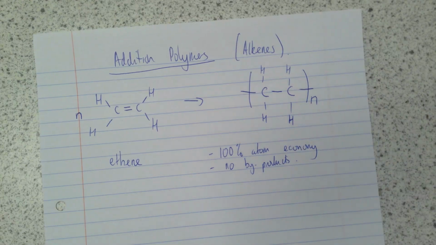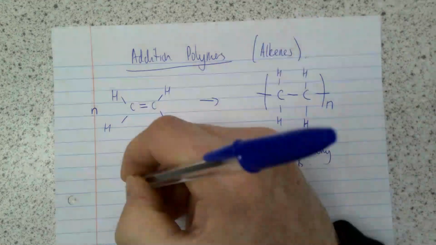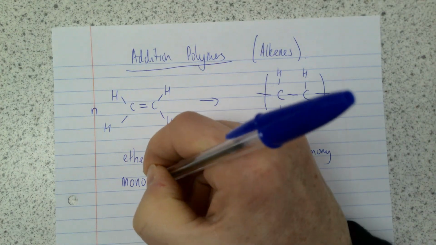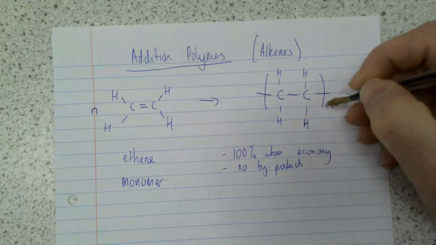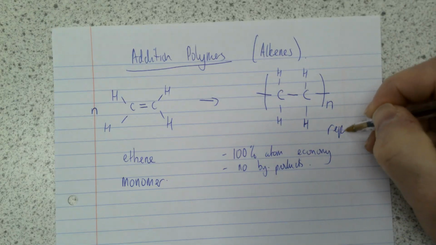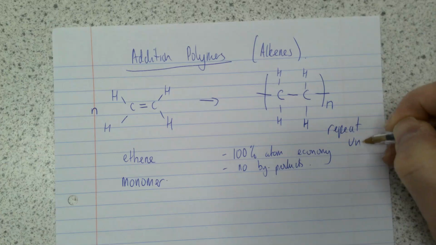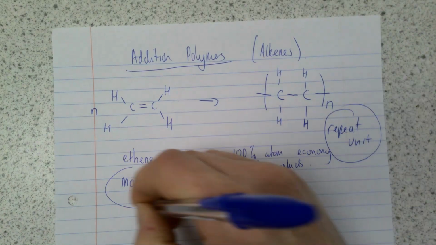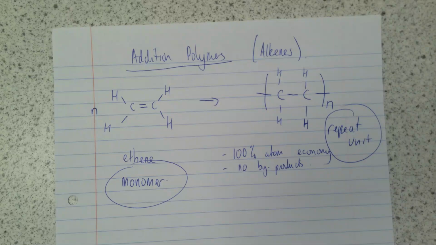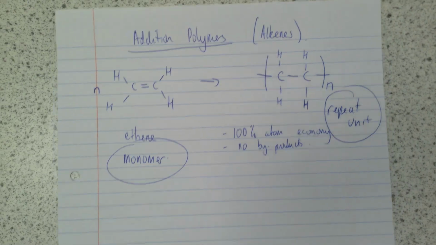I should say this is called a monomer. This is called the repeat unit. So can you label that repeat unit? Probably better above. Can you highlight that as a key thing you need to know? That's the repeat unit, and that's the monomer. We'll do a few of these, so don't worry.